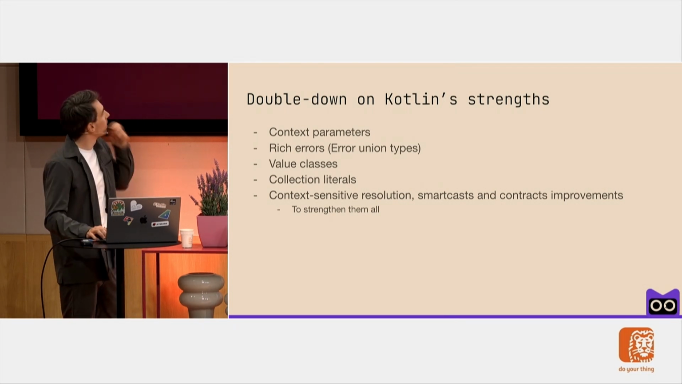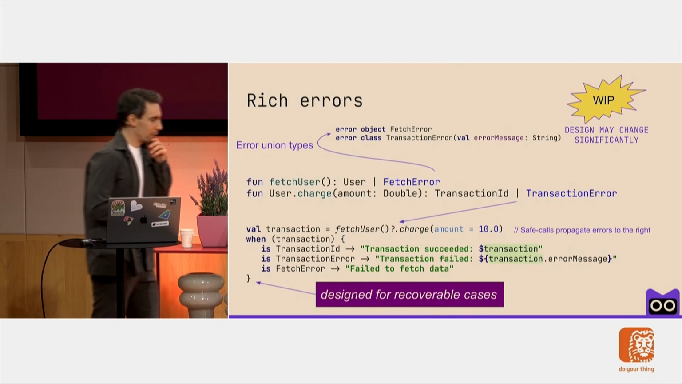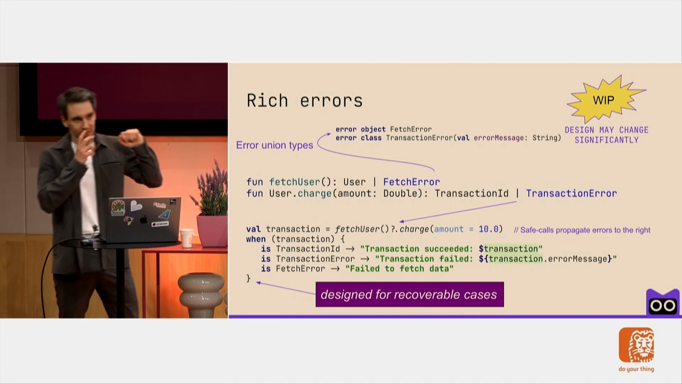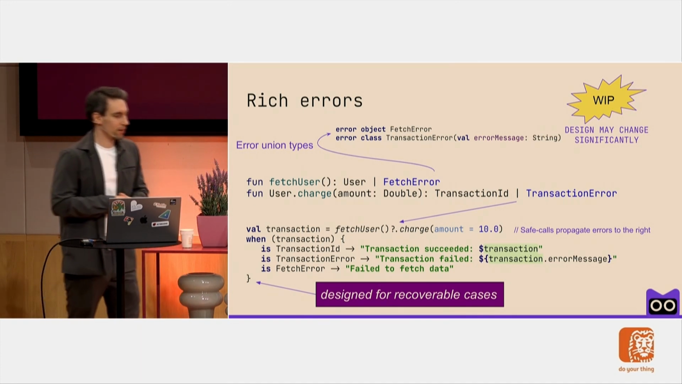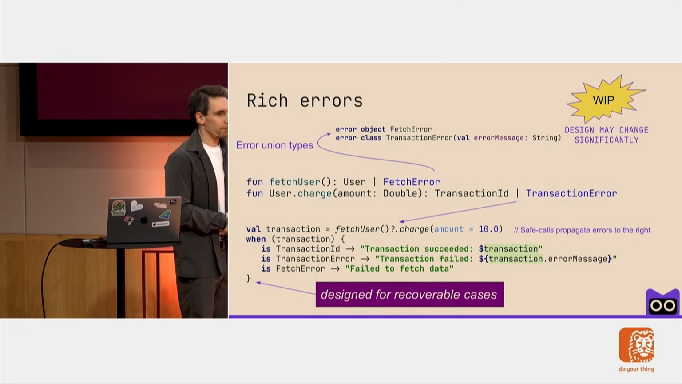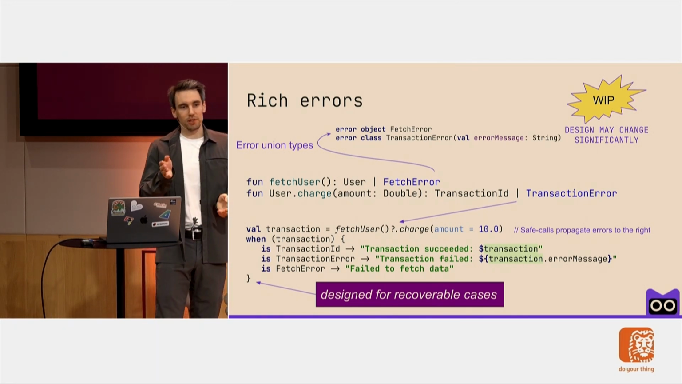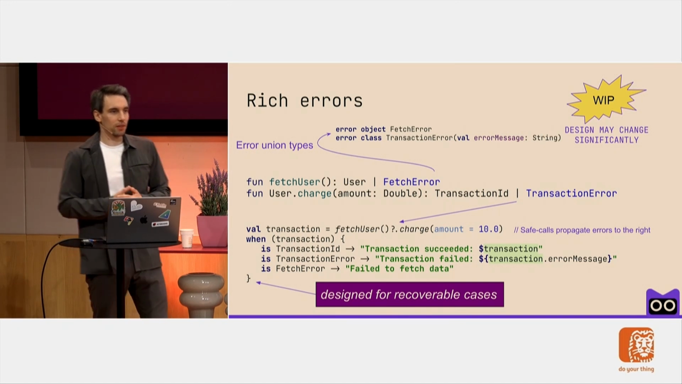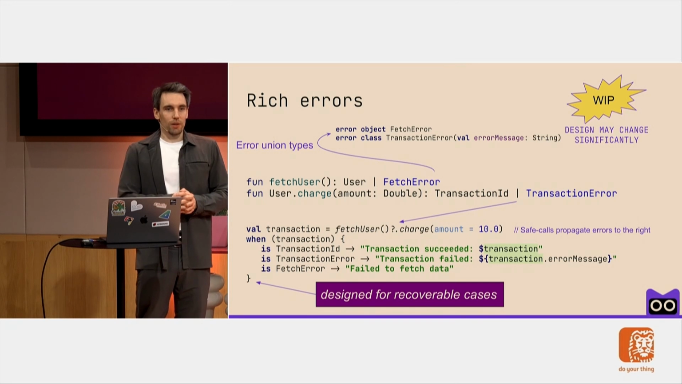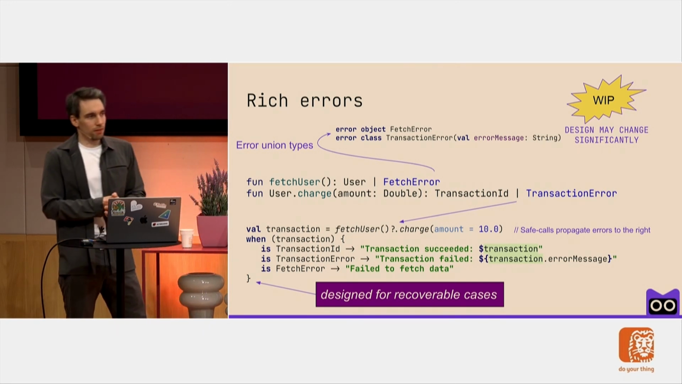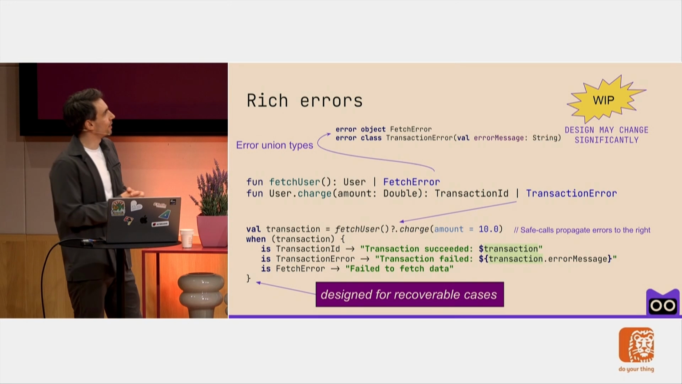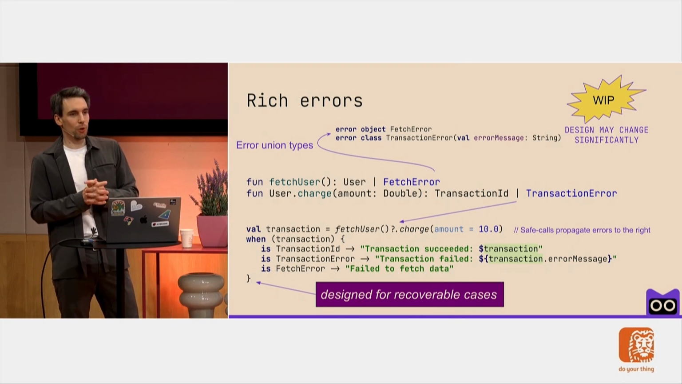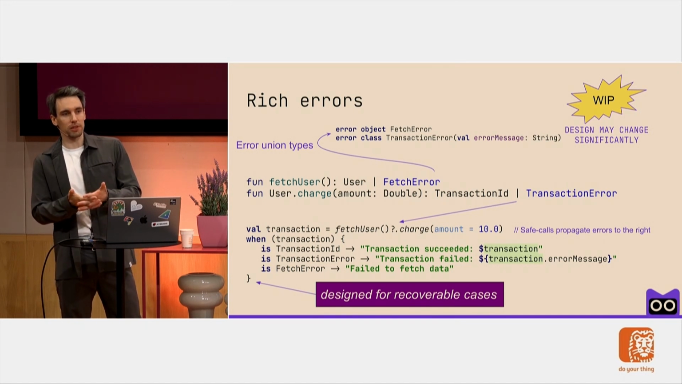And we've already talked about context parameters, so here I'll just briefly highlight the other feature that we are working on today, which is called rich errors. The idea is that we want to finally draw this line between exceptions and recoverable errors. Because one of the things that we inherit from the JVM ecosystem is that we have exceptions. Luckily we didn't inherit checked exceptions, so in Kotlin we have only unchecked exceptions, but there is no one way to handle recoverable errors.